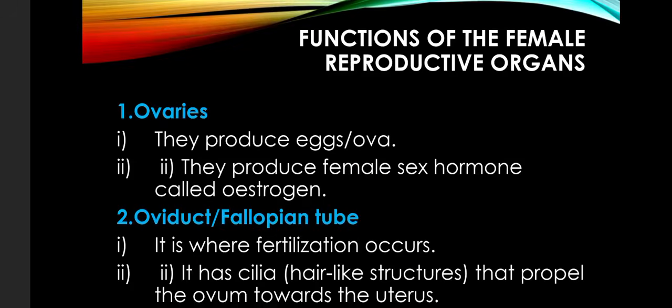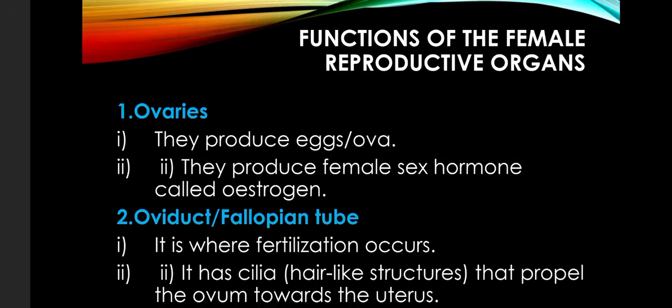I want us to discuss the functions of the parts of the female reproductive organs. And we are going to begin with the first part, which is the ovary, or the ovaries in plural. The function of the ovaries is to produce the eggs that we also call ova. And number two, they normally produce the female sex hormone that we normally call estrogen.